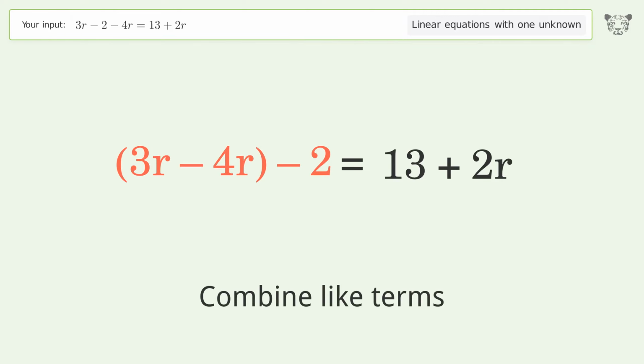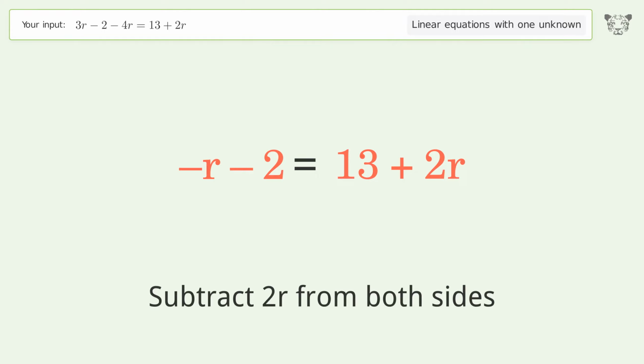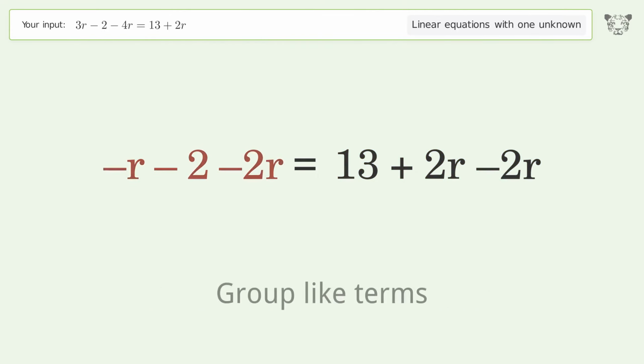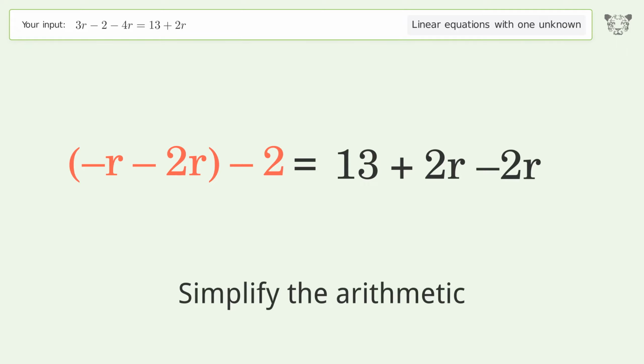Combine like terms. Group all r terms on the left side of the equation. Subtract 2r from both sides. Group like terms. Simplify the arithmetic.